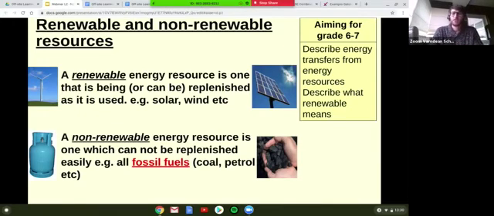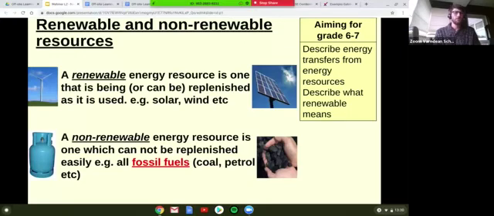So it says, obviously, a renewable energy resource is one that is being or can be replenished as it is used. For example, solar, wind, etc. All of those are renewable energy resources because they're continuously replenished. Okay, and it's talking about within a reasonable lifetime of a human as well.